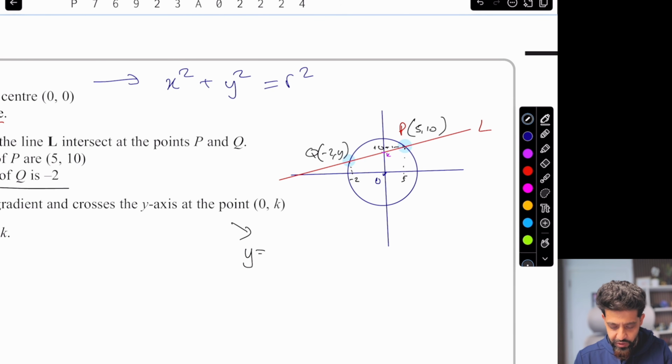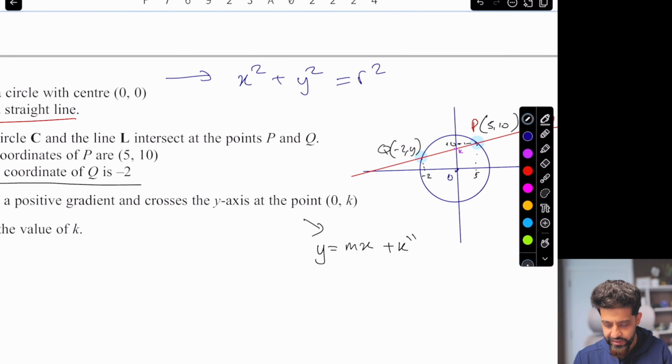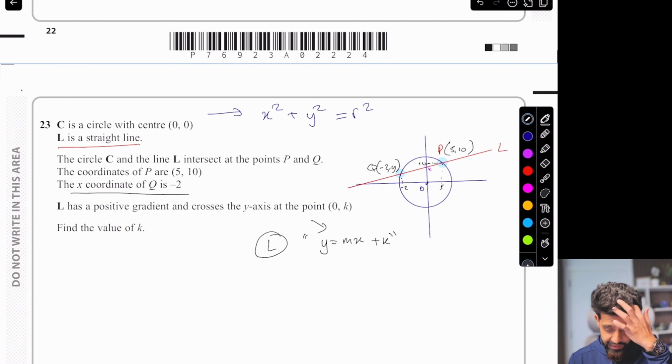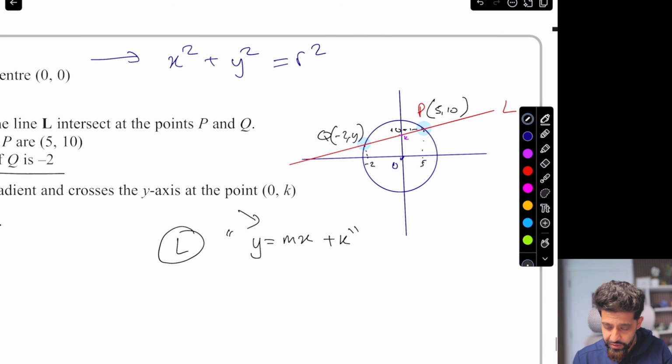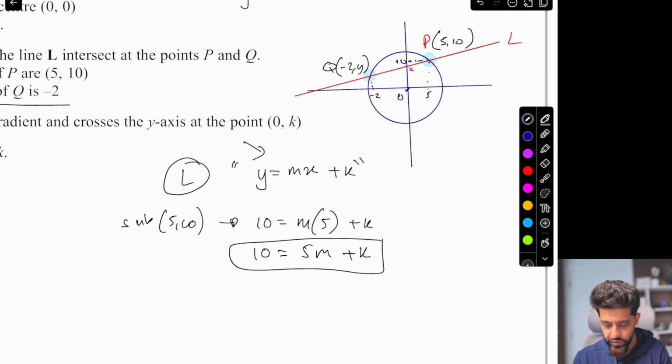So what we can write down is y is equal to a positive gradient, we don't know what it is, plus k. That's what we know of the equation of the line L so far. We want to find the value of k. We know that the line goes through 5, 10, so we can sub those points in. So we have 10 is equal to m, which we don't know, times 5, the x coordinate, plus k. That would leave us with two unknowns, which is not a problem. 10 equals 5m plus k. That's one version.